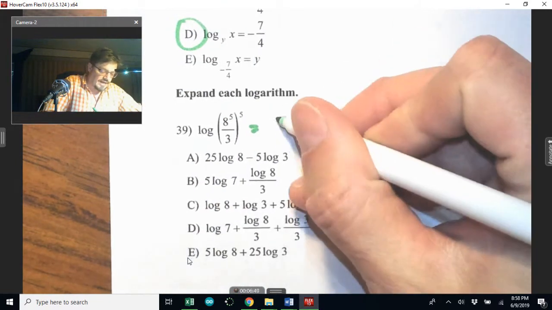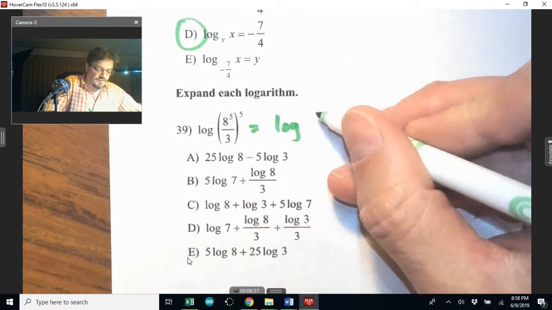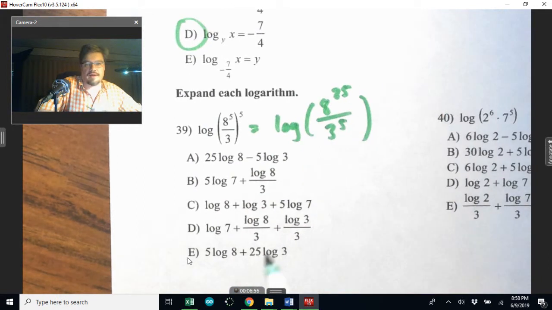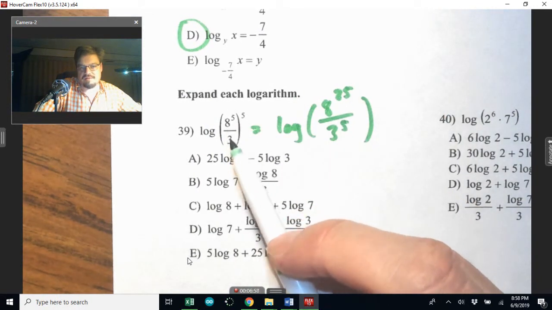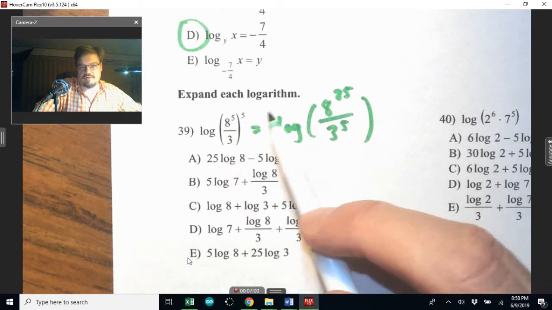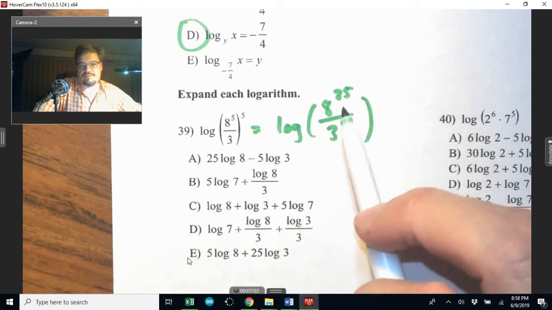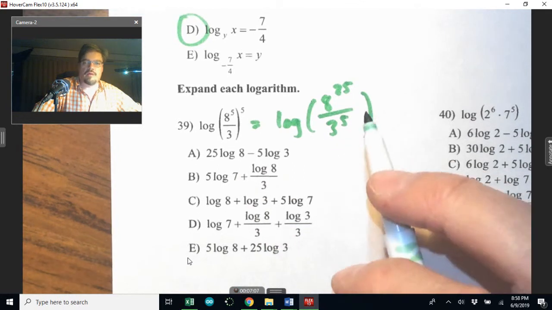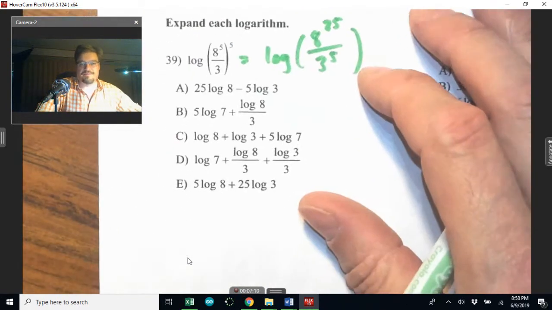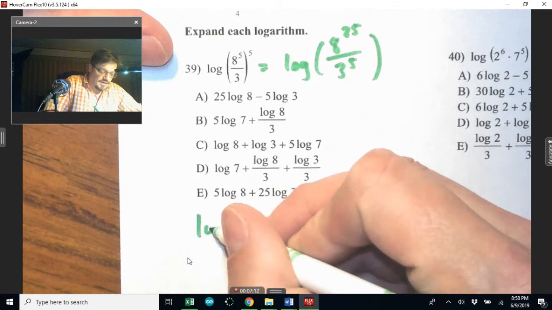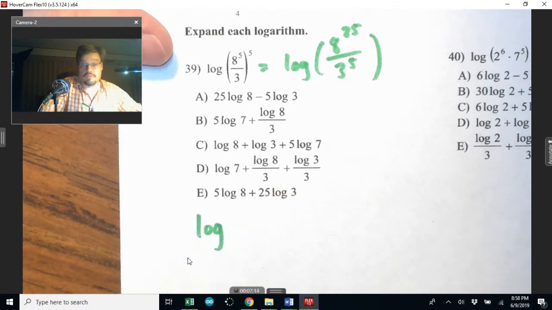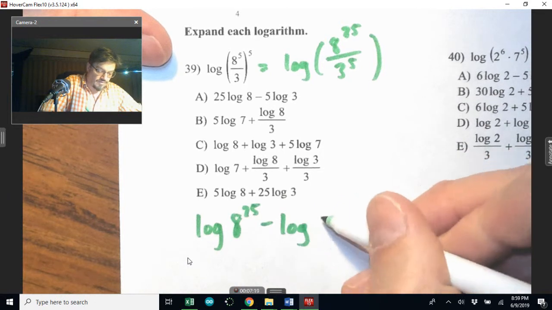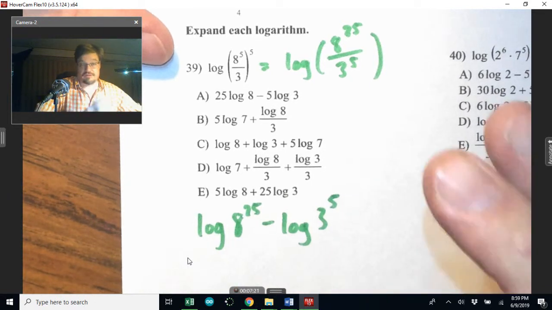But let's go ahead and just distribute this 5 to both of these terms here, so we get 8 to the 25th and 3 to the 5th. Okay? This means I'm multiplying this fraction by itself 5 times. So in the numerator, I will have 8 being multiplied by itself 25 times and 3 multiplied by itself 5 times. Now, since I'm dividing, I split this up using the second quotient rule of logs, which means that I have the log of 8 to the 25th minus the log of 3 to the 5th. Now it's just a rule.